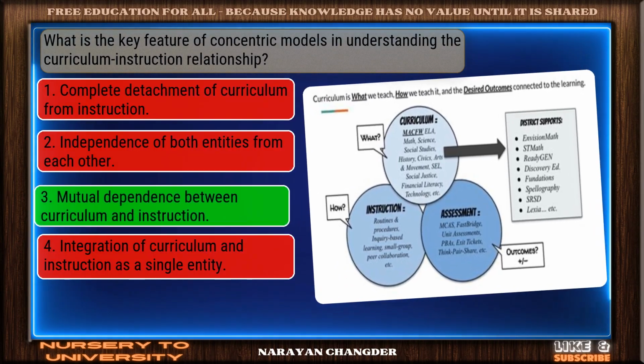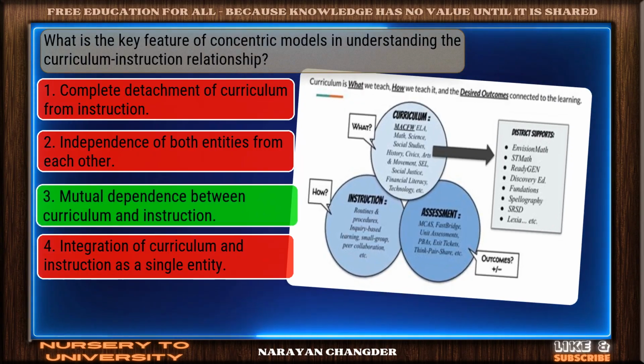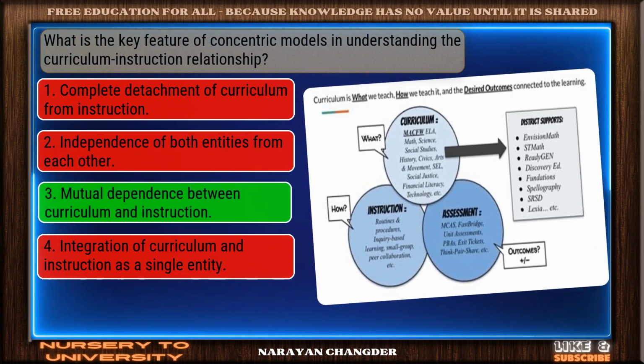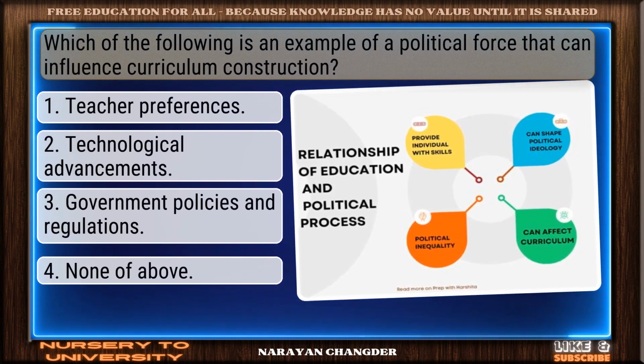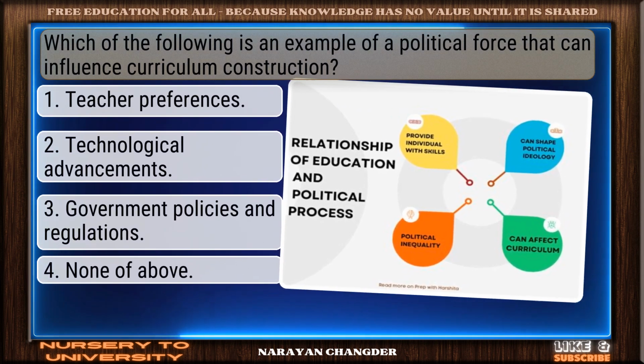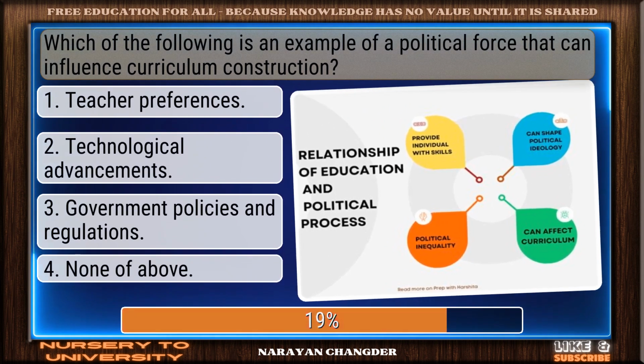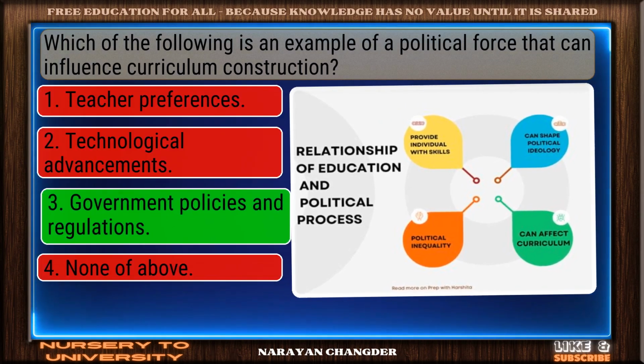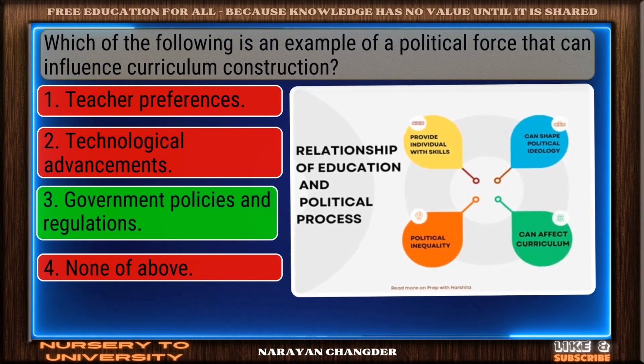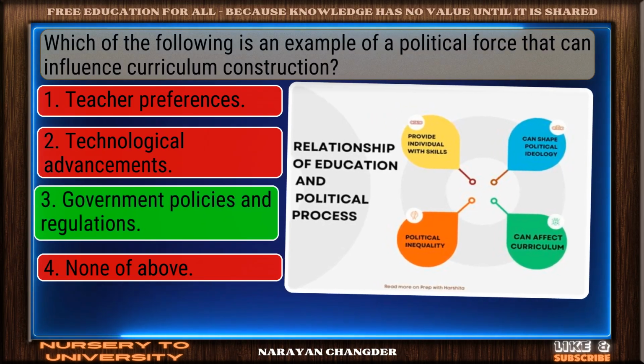Good thinking. Mutual dependence between curriculum and instruction is the right answer. Which of the following is an example of a political force that can influence curriculum construction? A. Good thinking. Government policies and regulations is the right answer.